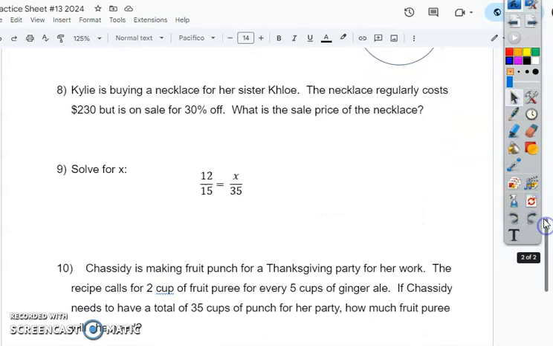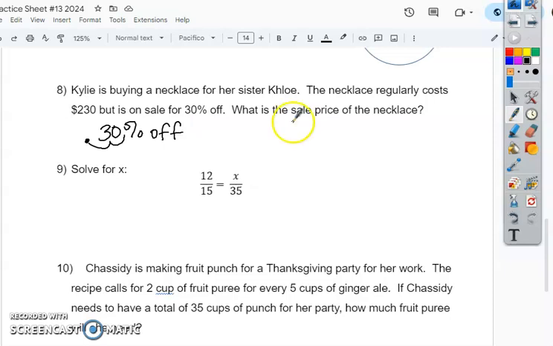Number 8 says, Kylie is buying a necklace for her sister Chloe. The necklace regularly costs $230, but is on sale for 30% off. What is the sale price? So we've talked about multiple ways to do this. We did this on our notes. You can make a model. I would love it if you would make a model. Or you can change the percent to a decimal and multiply. This is the off.